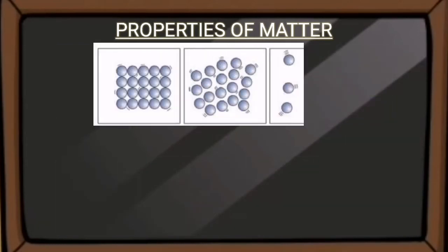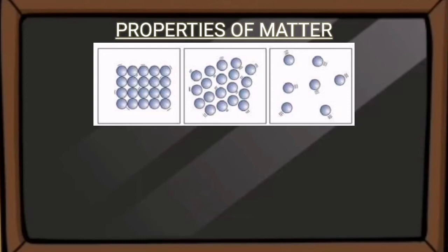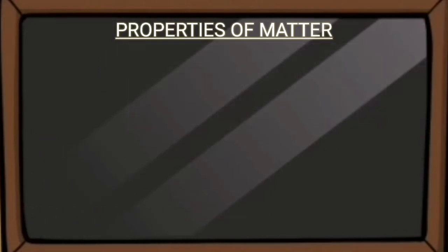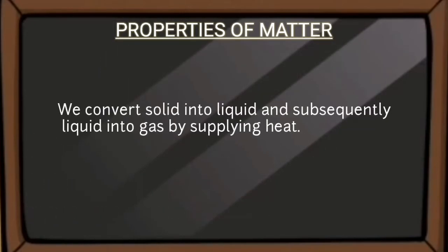Now, observe this figure. What changes happen to the following properties when heat is absorbed? Energy of particles increases, distance between the particles increases, attraction between the particles decreases, movement of particles increases. We convert solid into liquid and subsequently liquid into gas by supplying heat.